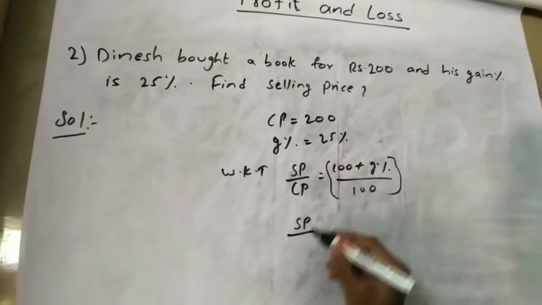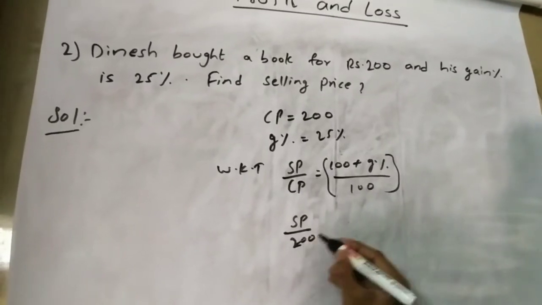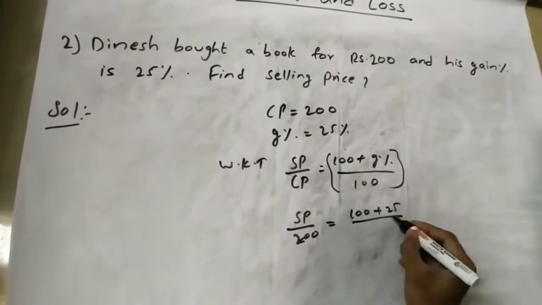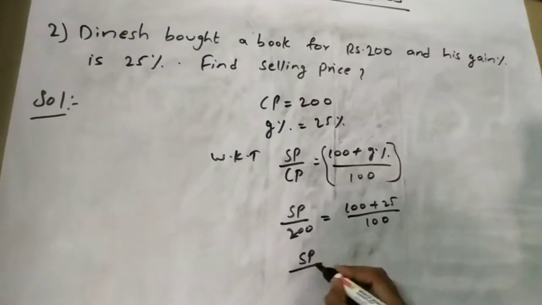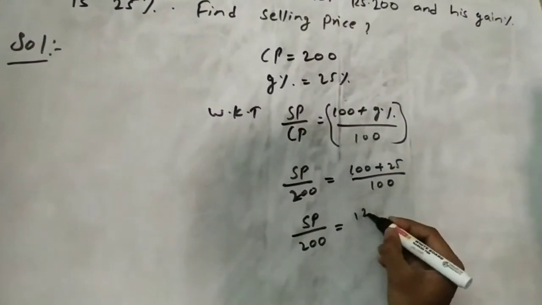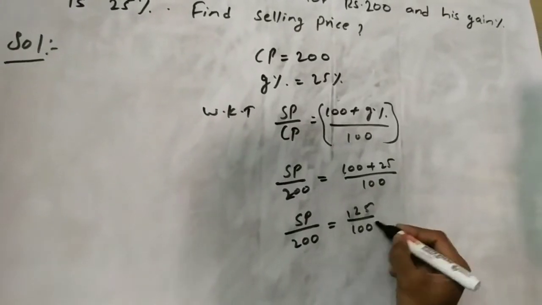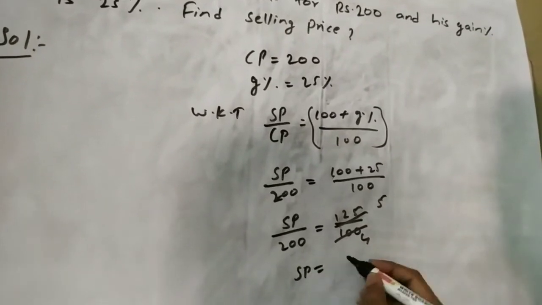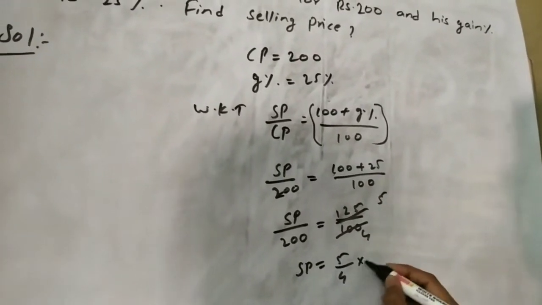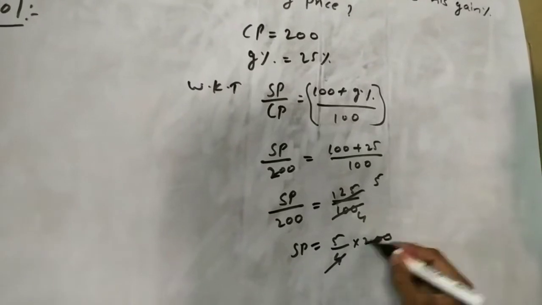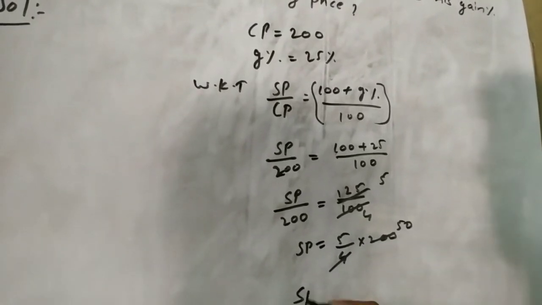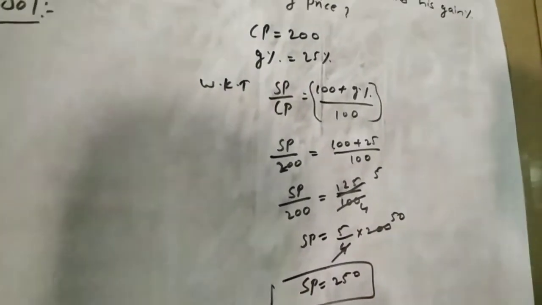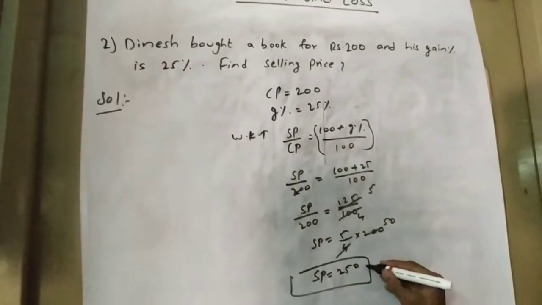SP by cost price 200 is equal to 100 plus 25 by 100. That is equal to SP by 200 is equal to 125 by 100. 25 fours, 25 fives. SP is equal to 5 by 4 into 200. 4 50s, so SP is equal to 5 50s, 250. So the selling price of the book is 250 rupees.